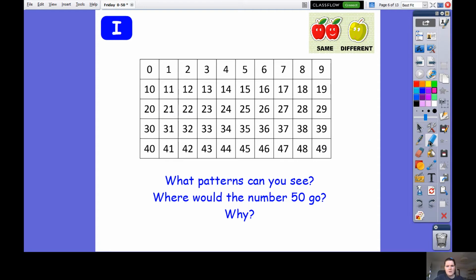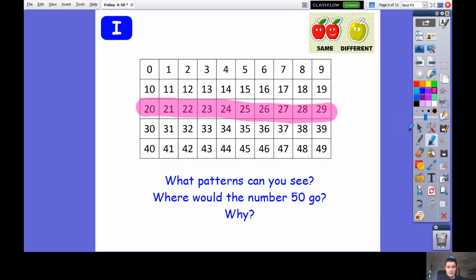So as you can see, there's so many different patterns that we can see on the number grid. So I'm going to highlight a pattern and I want you to tell me what the pattern is. So I'm going to highlight these numbers. Okay, what do we think the pattern is on these numbers? What's the same and what's different?